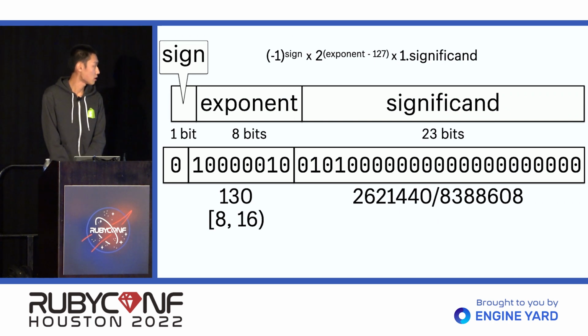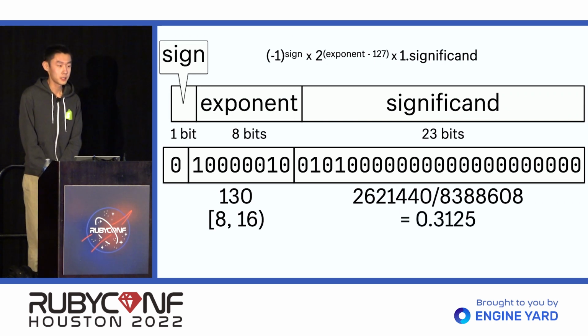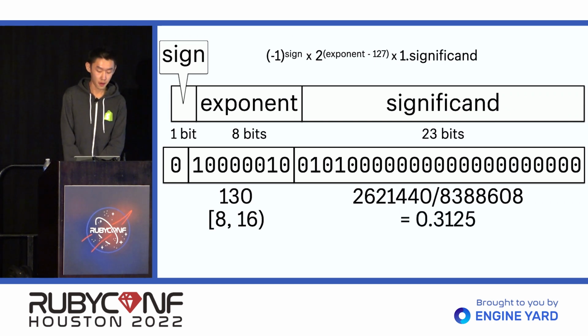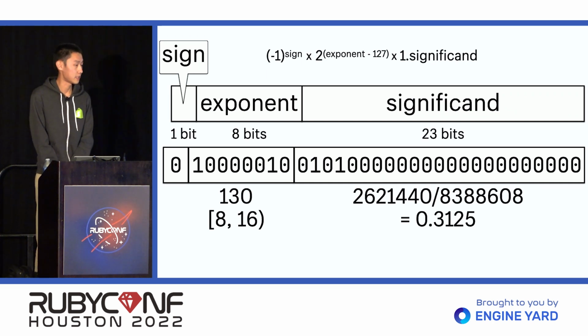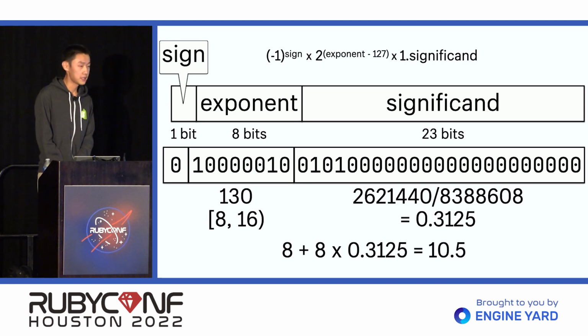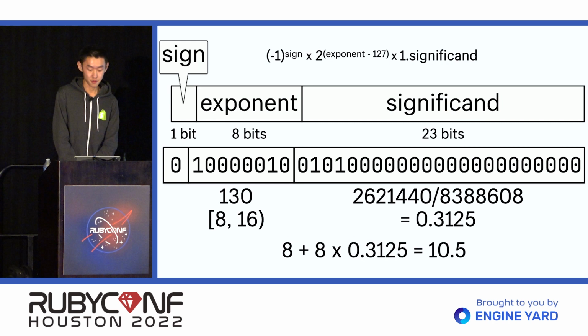And we get 0.3125. This means that we are 31.25% of the way into the range between 8 and 16. And we can calculate this to be the number 10.5. So these bits represent the number 10.5 in floating point.